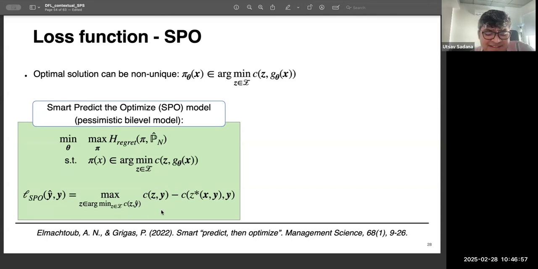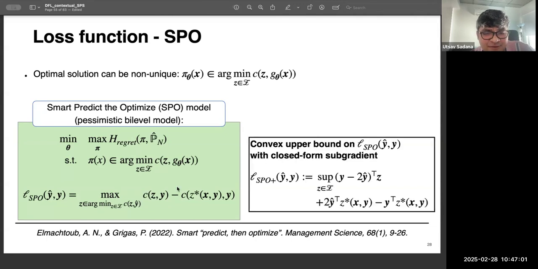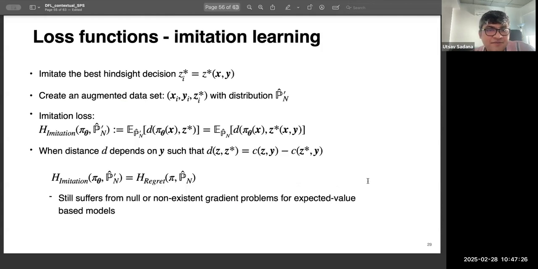Now what happens is that this L_SPO loss is not differentiable. So they replace this L_SPO loss, which is basically a worst case regret model, with a convex upper bound on this loss. Now the nice thing about this loss, L_SPO plus, is that it is differentiable and it has a closed form subgradient. Now we like closed form subgradients because we can directly use this in our subgradient method to update our theta, which is our prediction model.